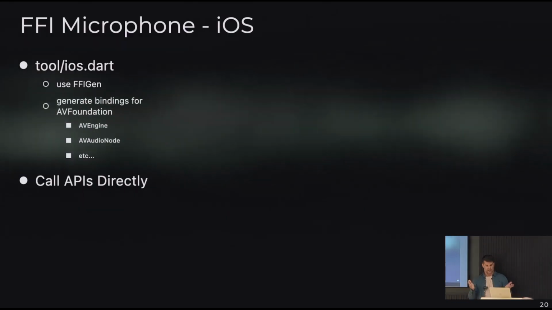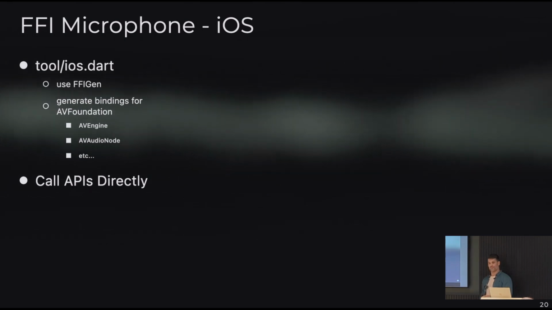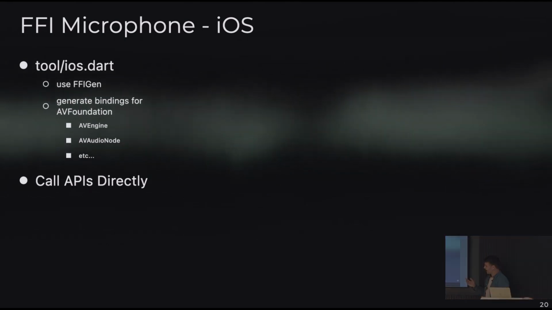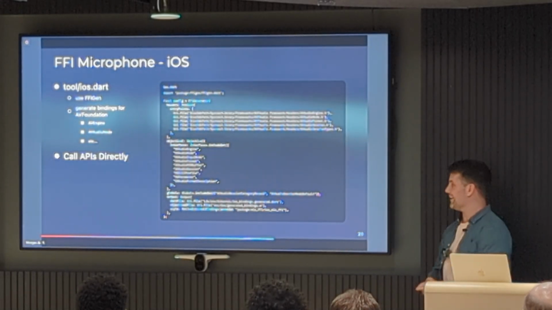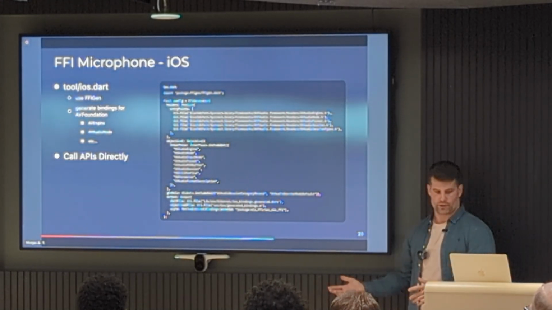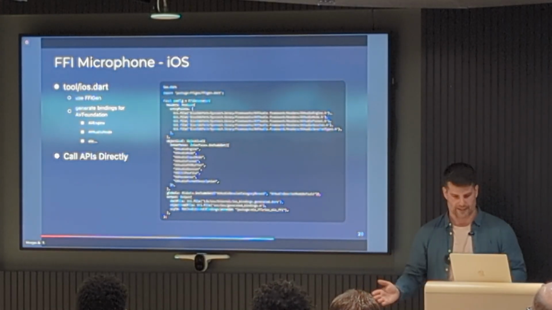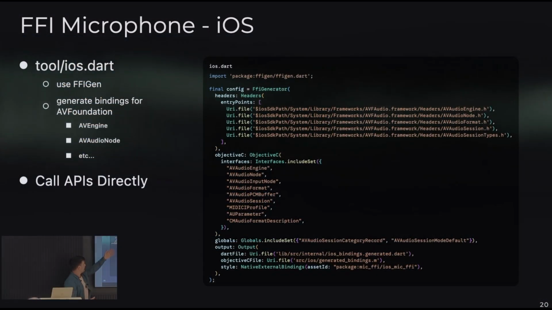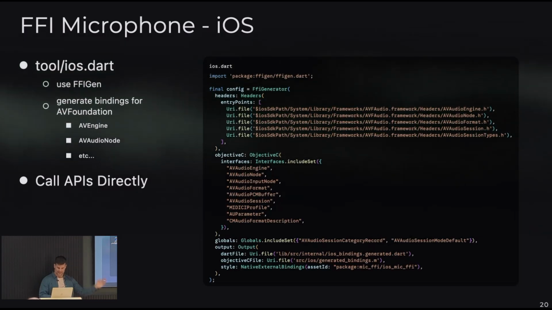For iOS, well, it seemed like it was going to be just as simple. Unfortunately, it's iOS, so it wasn't. Kind of similar idea. We start with using FFIGen. We pull in AVAudioEngine, AVAudioNode, a bunch of different audio things from AVFoundation that is built into the platform. You have to put in the paths, but it can just pull directly from what's already on your operating system. You don't have to download anything.